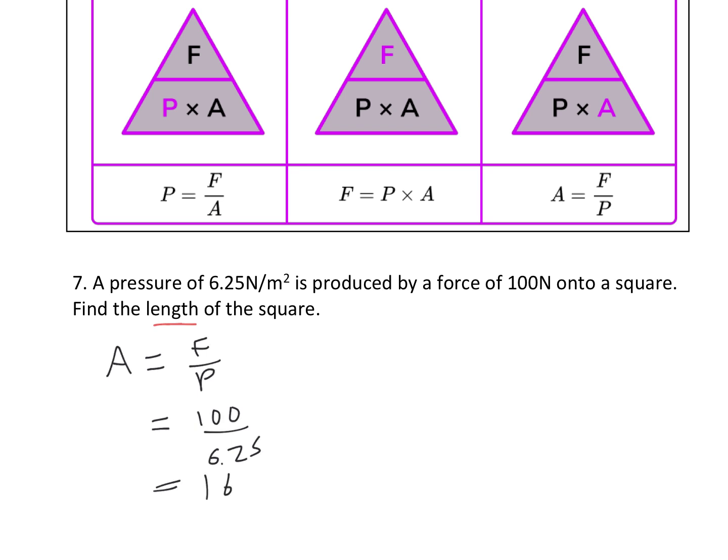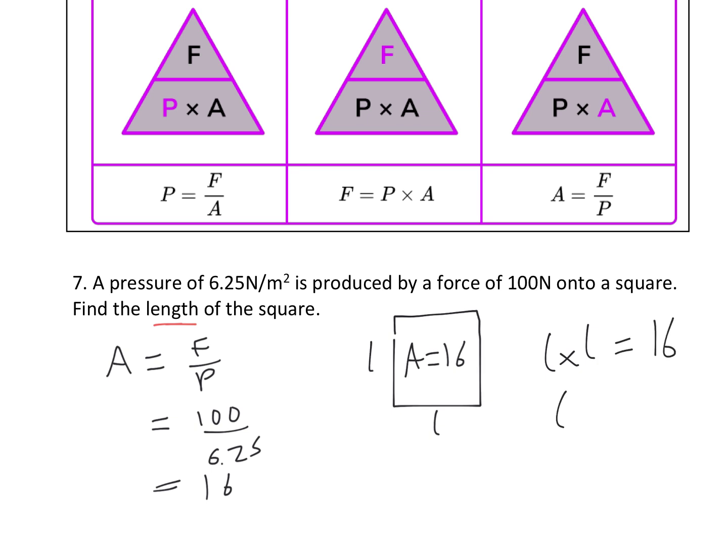So this force is produced onto a square. The square, we've just worked out, has an area of 16. So if we want to work out its length, we need to know what number times by itself would give 16. L times L is 16. Or the length would be the square root of 16, which is 4. So the length of the square is 4, and this would be meters, because the pressure was per metre squared, so this was all relating to meters.